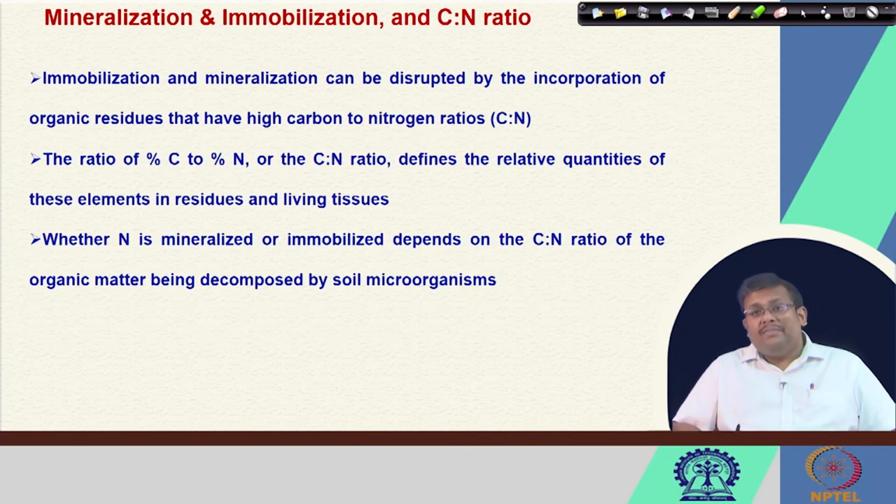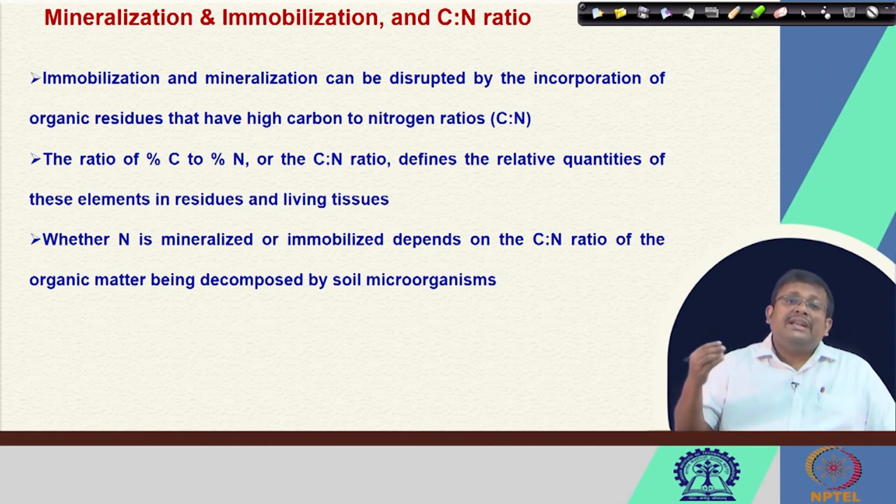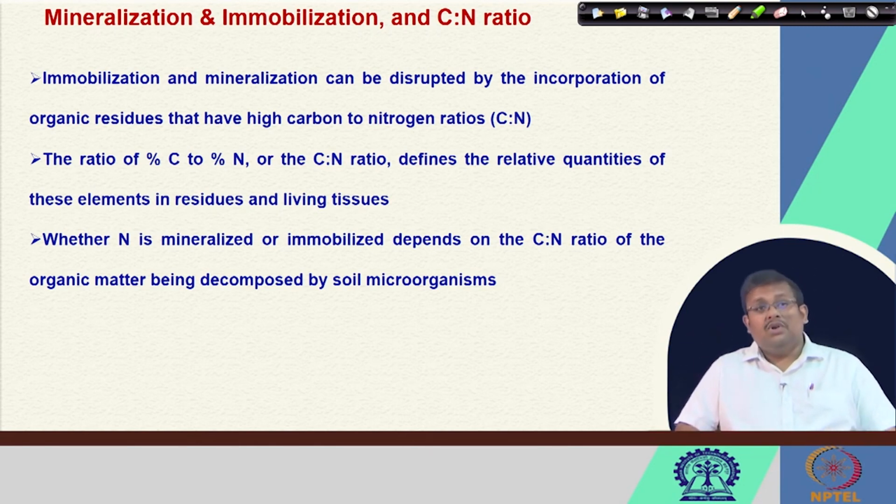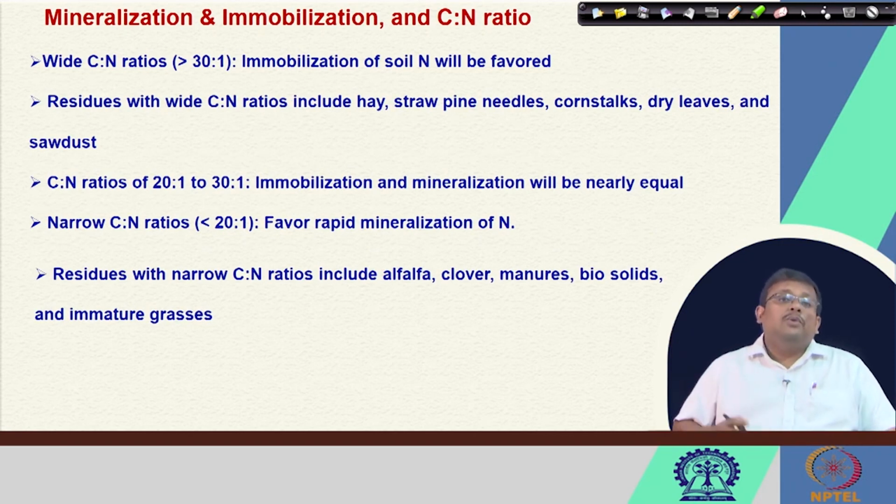Now, we have also discussed in our previous week the importance of the CN ratio, and why the CN ratio governs immobilization and mineralization. If you recall, immobilization and mineralization can be disrupted by the incorporation of organic residues that have high carbon to nitrogen ratios. The ratio of carbon to nitrogen, that is the CN ratio, defines the relative quantities of these elements in residues and living tissues. So, whether nitrogen is mineralized or immobilized depends on the CN ratio of the organic matter being decomposed by soil microorganisms. We already know that when there is a wide CN ratio, greater than 30:1, immobilization of soil nitrogen will be favored.